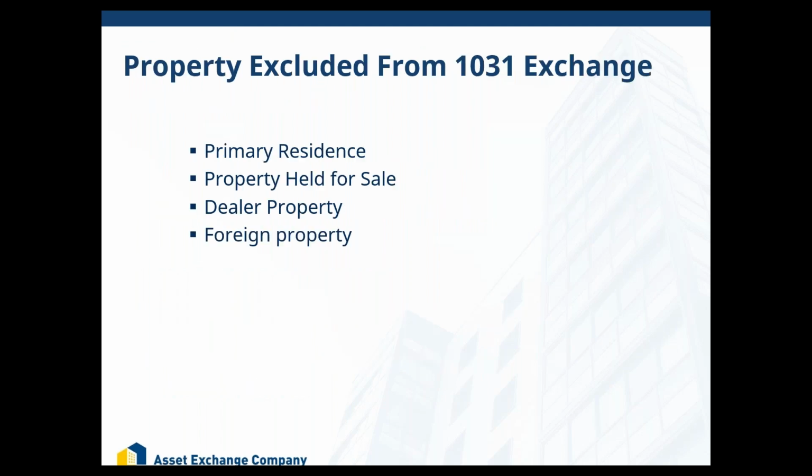Now, what type of property is excluded from 1031 exchange? Well, your primary residence. We've already talked about that. You cannot do a 1031 exchange on your primary home, your primary residence, right? What may you be able to do? You might qualify for that Section 121, right? But again, primary residences are excluded from 1031 exchange.